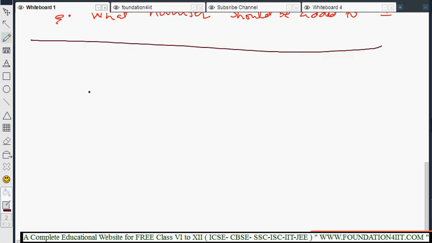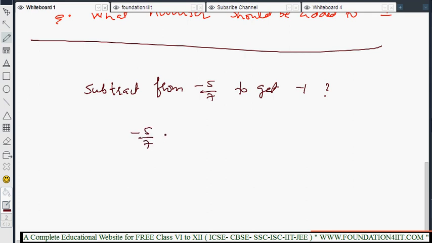What should be subtracted from minus 5 by 7 to get minus 1? So what we need to subtract means take some x. Now from minus 5 by 7, what we have to subtract? So I want to subtract some x, so minus x, and the result is minus 1. So this is the condition.